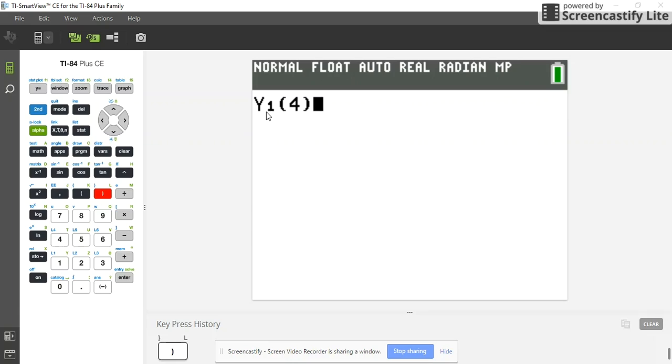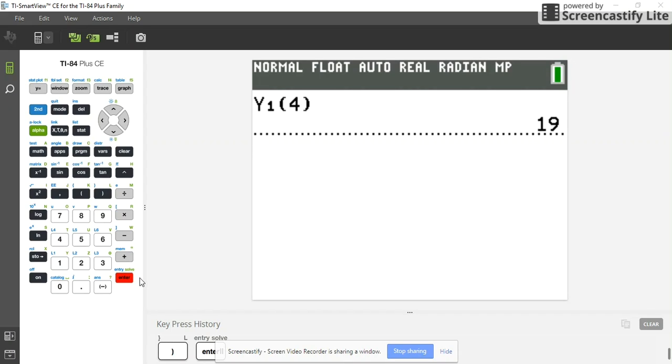So this looks like it's doing y1 times 4, but in fact it's not. This is the calculator's template for doing the function y1 value at 4. This is like saying g of 4, f of 4. We're plugging 4 into the function. Now we know the function is x squared plus 3, so 4 squared plus 3 would be 16 plus 3 or 19. And when I hit enter, sure enough, there's the 19.